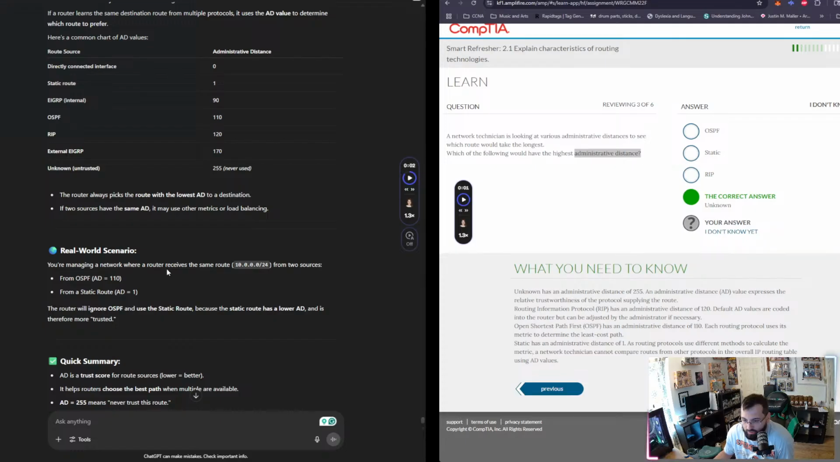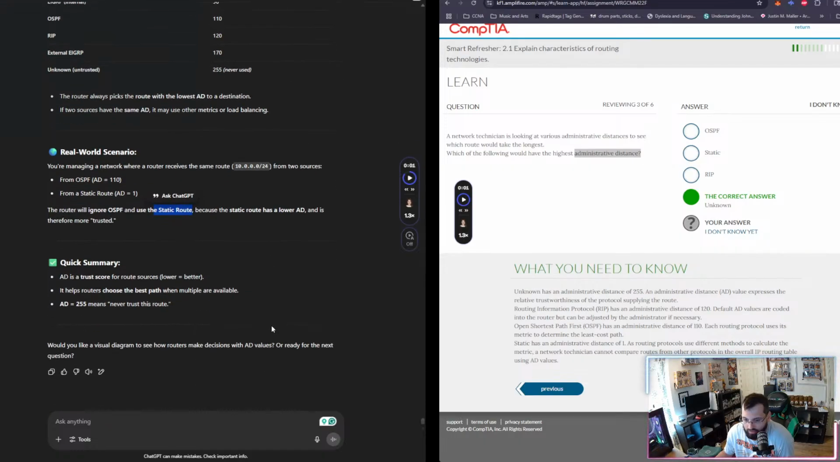You're managing a network. The router receives the same routes from two sources, here and then here, the router will ignore one and then use the static route. It'll also manage traffic too, I would imagine. AD is a trusted source for routes. Low equals better. Never trust this route.